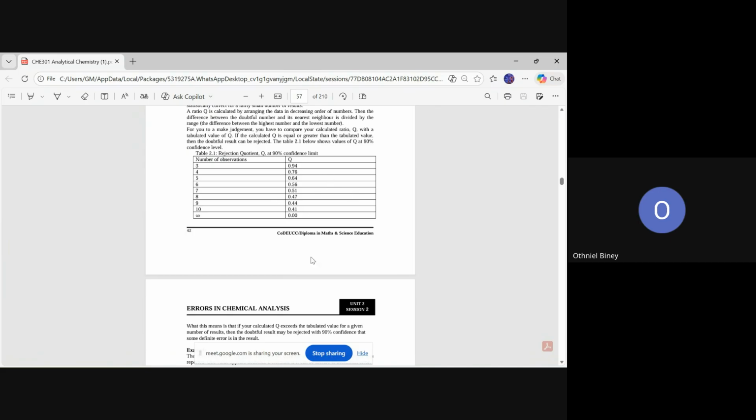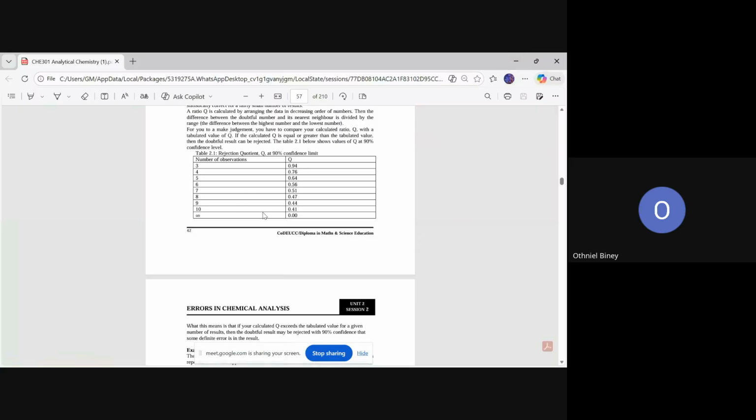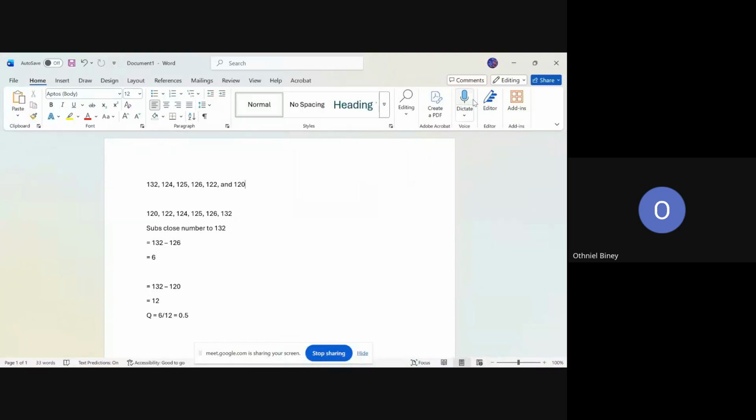So you come back to the table, and on the table you see there are different numbers of observations. The first thing you look out for is how many observations were provided. Here you had 1, 2, 3, 4, 5, 6, meaning the number of observations is 6. You look at the value for 6 observations, which is 0.56, whereas our calculated value is 0.5.